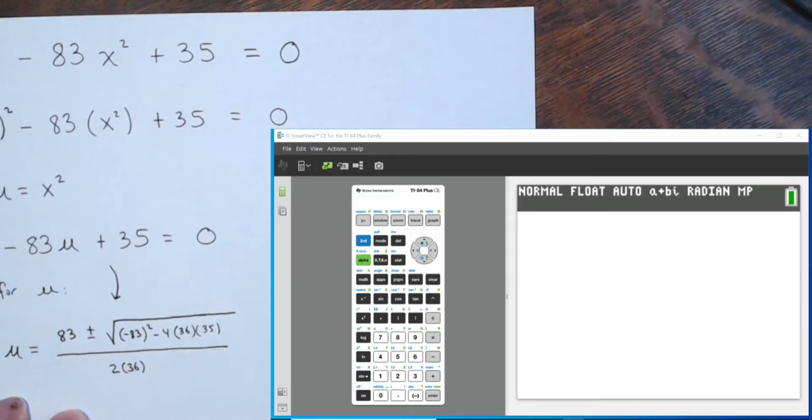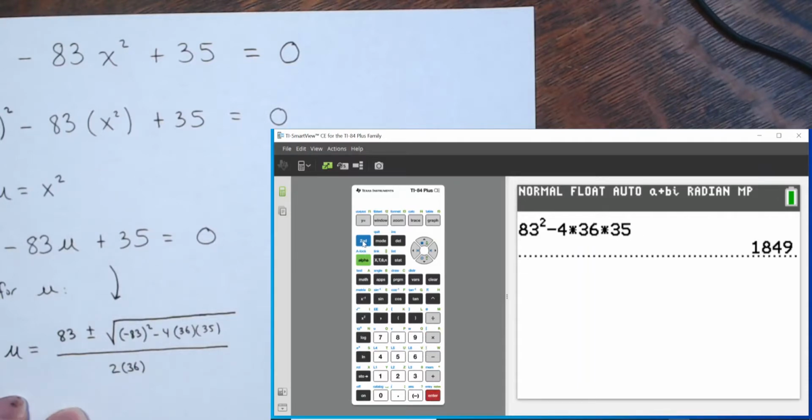Okay, so you see a calculator just pop up on the screen there. I shifted over the values here. I'm just going to enter the discriminant right now. We got 83 squared. Negative 83 squared is the same thing, so it will still be positive. Minus 4 times 36 times 35. And see what we get there. That's 1849, and I think that might be a perfect square. Let's see. Yeah, 43. So this is actually factorable.